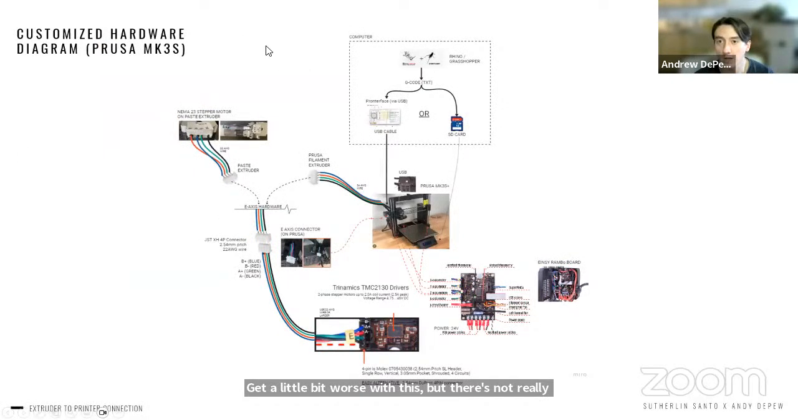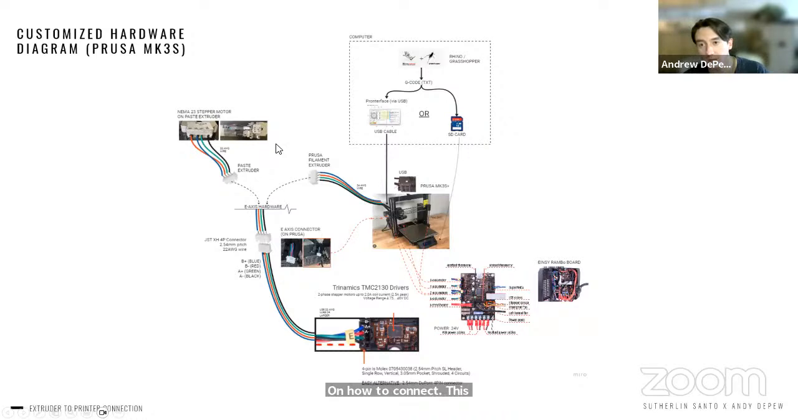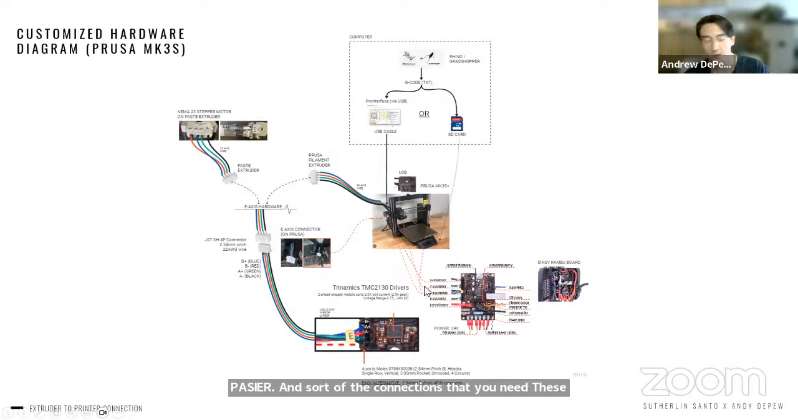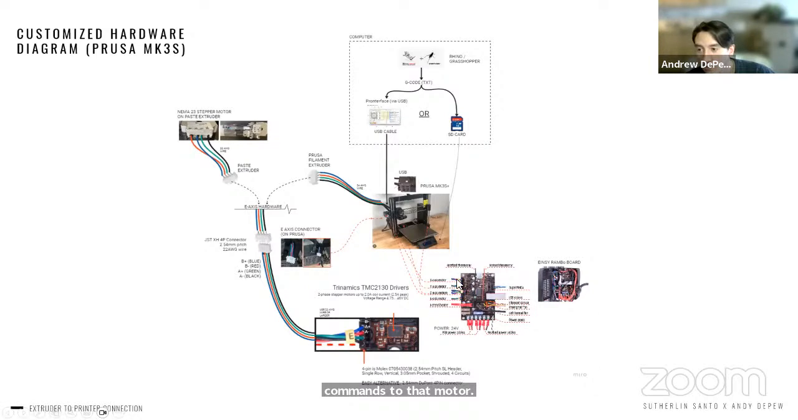So this, for anybody that is electronically tinkering inclined, is a hardware diagram on how to connect the stepper motor that is on the paste extruder to the Prusa itself, and the connections that you need. These are the drivers on the board for the 3D printer. You're going to have a plug for each of your stepper motors, and that plug is a driver that is controlling motion for it. It's sending all of the commands to that motor. And that is on the board in the back of the Prusa. This is just a brief intro on how to connect that if you are so inclined.